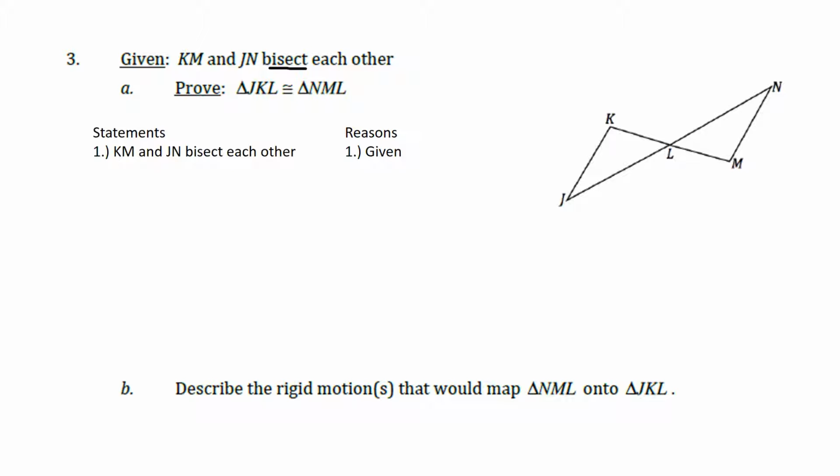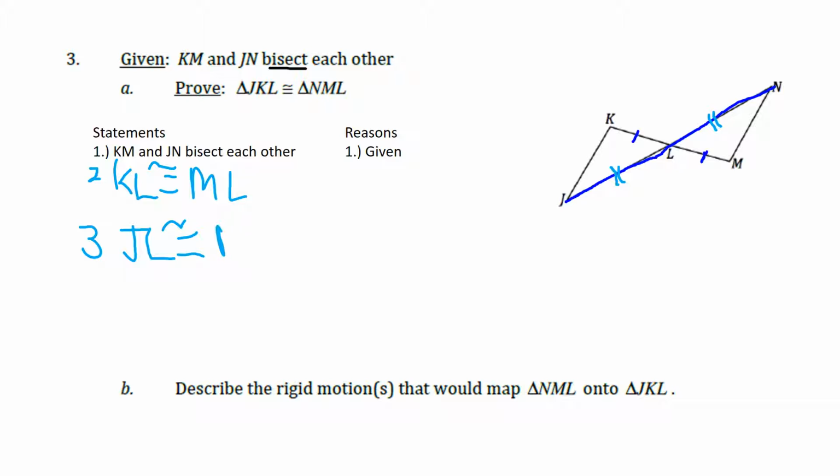And so I know that I'm going to get a segment that's cut in half or cut into 2 congruent segments, which would be KL and ML if that segment is cut in half. And then if I go the other way from J all the way to N, I see that one's also cut in half. And so I can say JL is congruent to NL, and I can write those 2 statements here. So my second statement is going to be that KL is congruent to ML, and my third one is going to be that JL is congruent to NL.